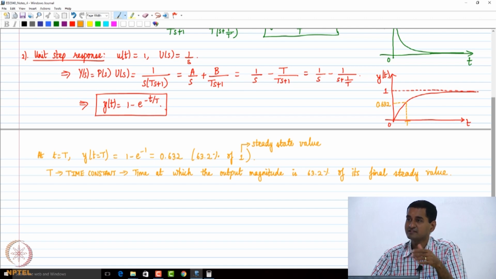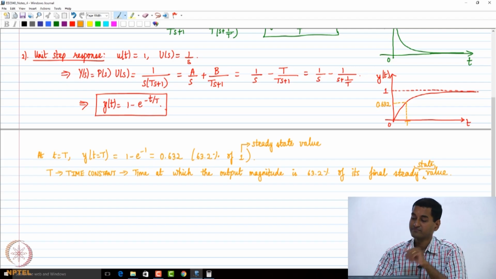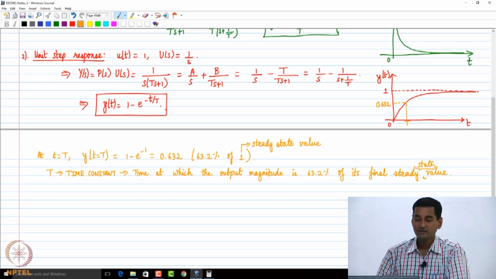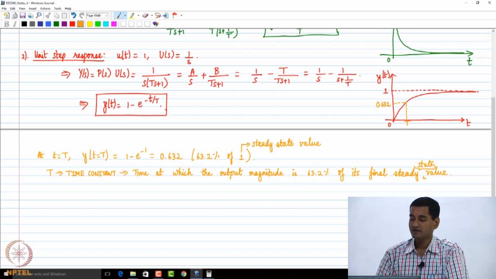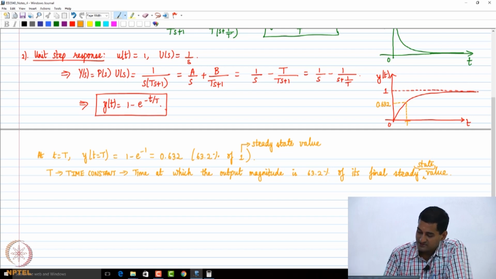It's defined as the time at which the output magnitude becomes 63.2% of its final steady state value, right? So that is the definition of time constant, right? So we will see that this time constant is the single most important parameter for characterizing the first order system dynamics, the dynamic characteristics, okay? So we'll see what happens.